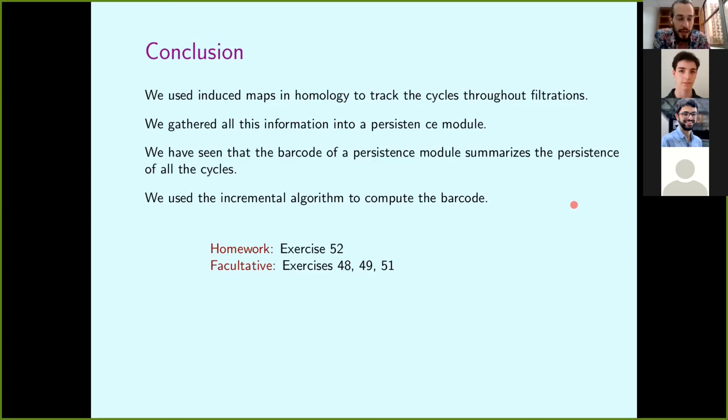And also I showed you that we can compute this barcode easily with the Gauss reduction algorithm.